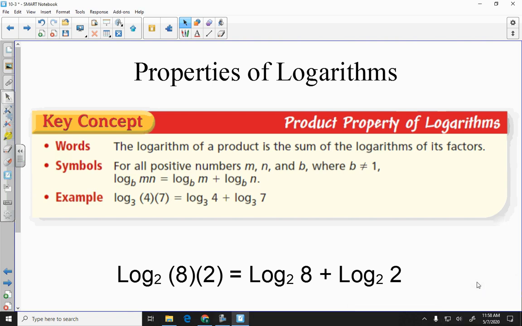Hello. Today we're going to talk about properties of logarithms. One of the properties I want to talk about today is called the product property of logarithms.